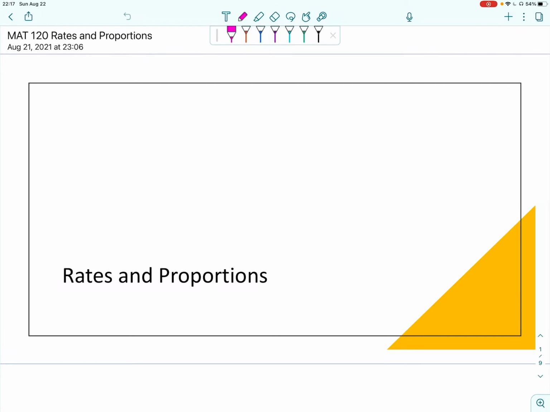In this section, we will be looking at rates and proportions. We're actually going to be looking at proportions and then rates. I should switch my titles. Anyways.